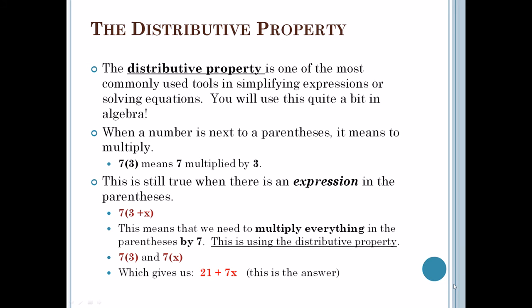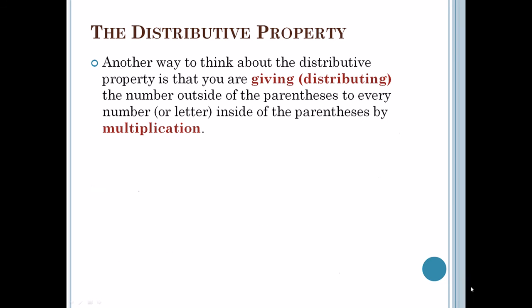Okay. Might be a little fuzzy now, but we're going to do it again. It gets better. Trust me, it gets better. Another way to think about the distributive property is that you are giving or distributing the number outside of the parentheses to every number or letter inside the parentheses by multiplication. So everybody's going to get that number. And since we love multiplying, let's just multiply away.